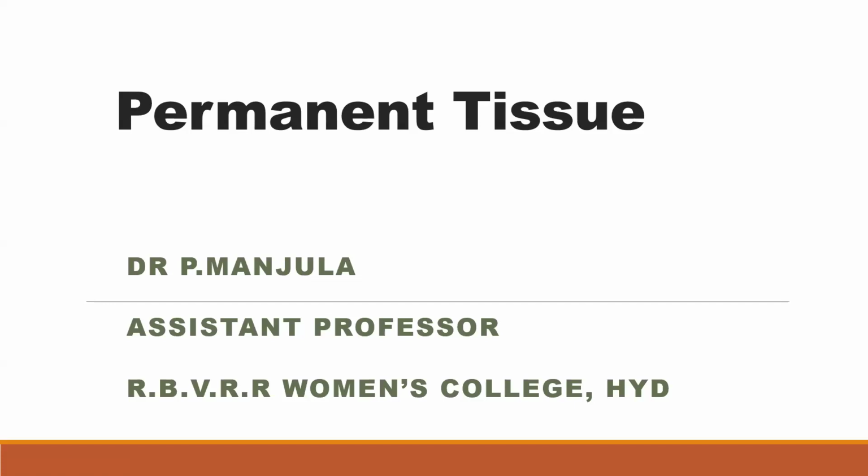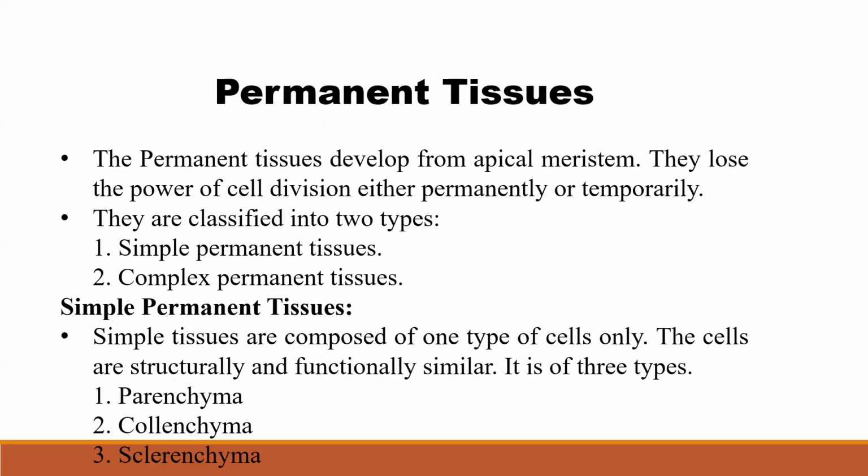They perform different functions. Permanent tissues develop from the apical meristem, and they lose the power of cell division either permanently or temporarily. So permanent tissues also develop from the meristematic tissues only. Permanent tissues are classified into two types: simple permanent tissues and complex permanent tissues.